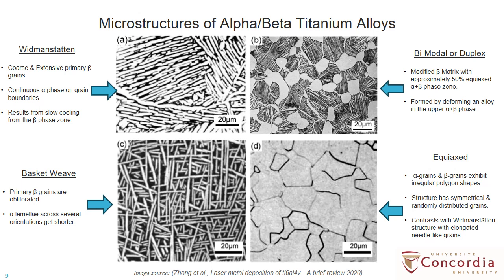In the equiaxed structure, over half of the primary alpha grains and some modified beta grains exhibit irregular polygon shapes. Unlike the elongated needle-like grains in Widmanstätten structure, equiaxed structure has more symmetrical and randomly distributed grain shapes.